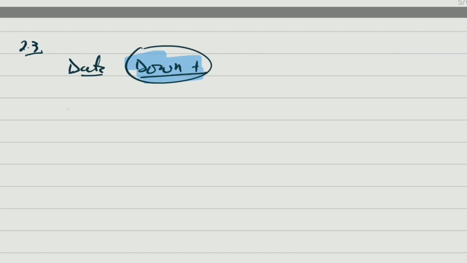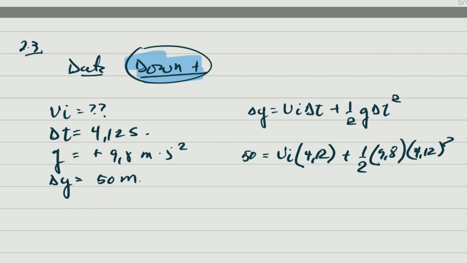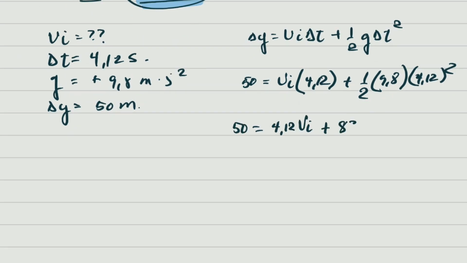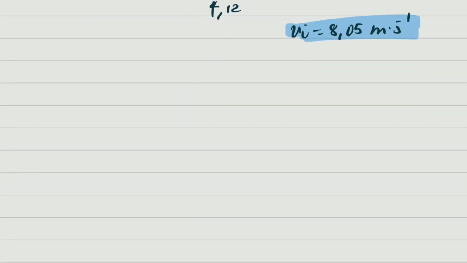So let's, as usual, write data. We're going to take down as positive for this question. So let's write data here. What formula would be the most suitable one? And this is the initial velocity with which the ball B was thrown upward. And this is the most difficult part of the question, guys. Then there is only the graph left, which is question 2.4.